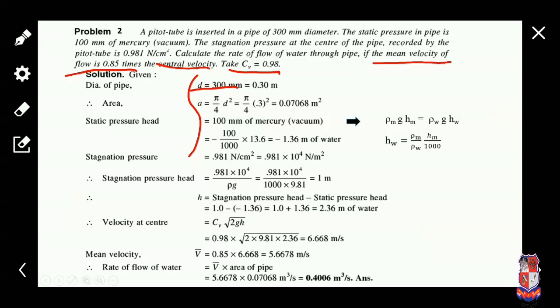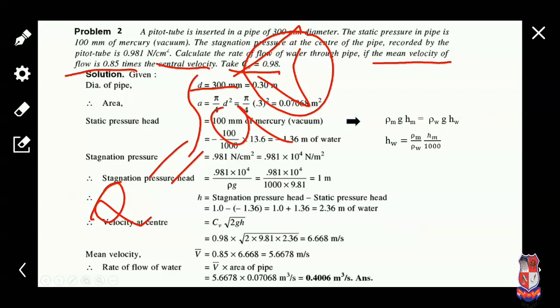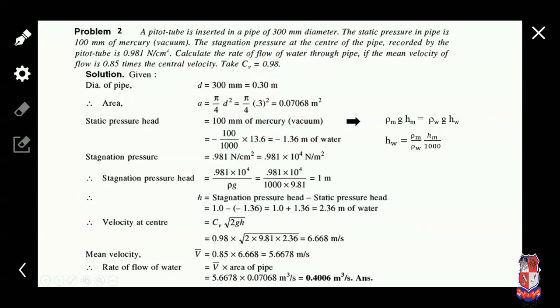Okay. Now we write the given data. D, the diameter of the pipe, is given as 300 mm. So we find the cross-section area of the pipe. Finally, we have to find the rate of flow, meaning the discharge Q, and we know the equation of discharge is A V. Here V is the mean velocity. So we have to find the mean velocity, and the mean velocity depends on the center velocity, and the center velocity we find from the equation of the Pitot tube.